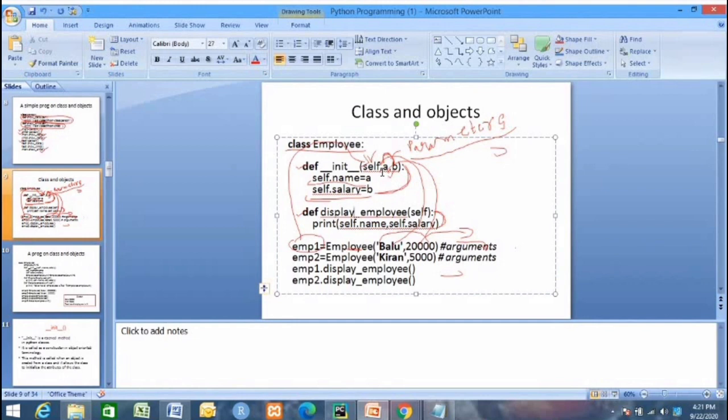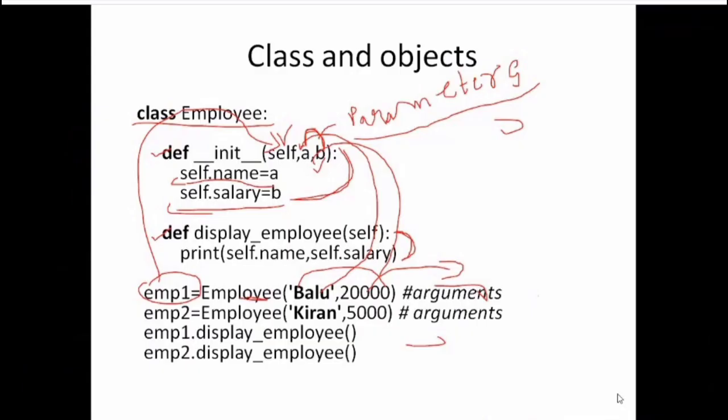All of you understood this? Yes, sir. Can you explain one by one? Aritra, are you there? Yes, sir. Can you explain to me, Aritra, how this program is working? Sir, Employee is the class name, then def __init__. This is a constructor. Very good. After that, self comma a comma b.